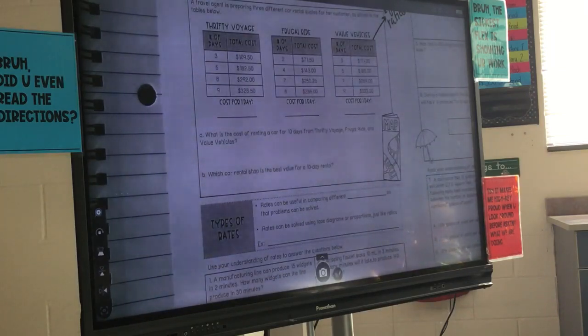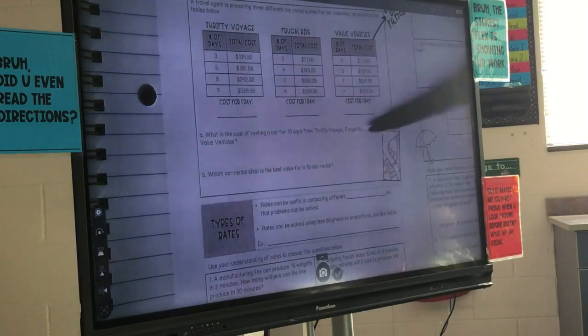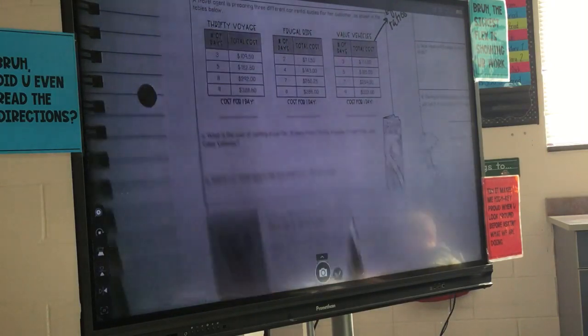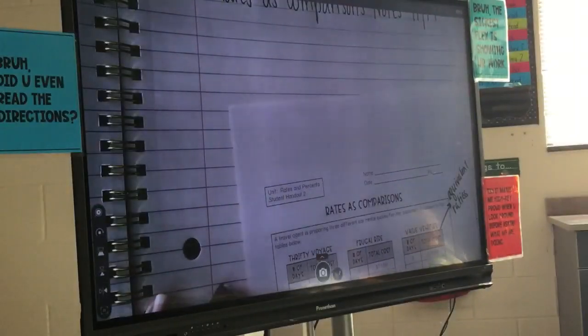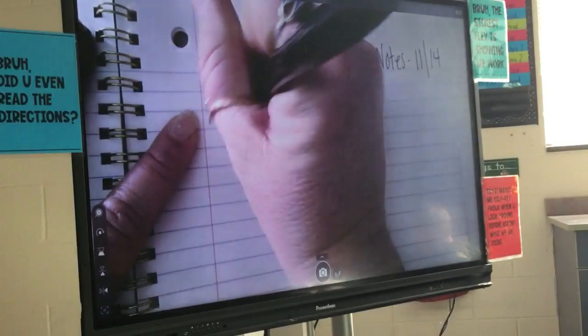So with that being said, you have to find the cost per day for each one of these. Obviously, there's not enough room on this piece of paper. So where are you doing your work? In your notebook. So the first one we're going to do together just to make sure that we have a good example in our notebook. So you need to label it Thrifty.